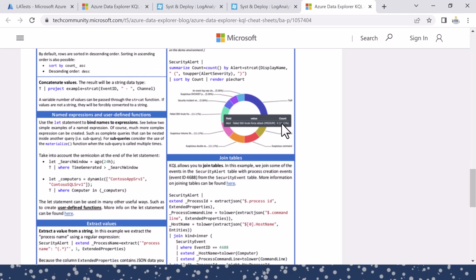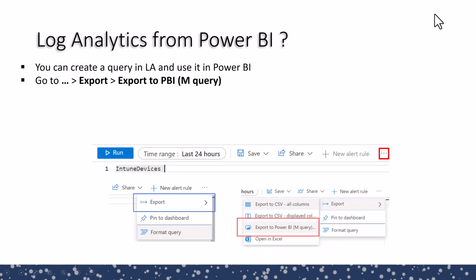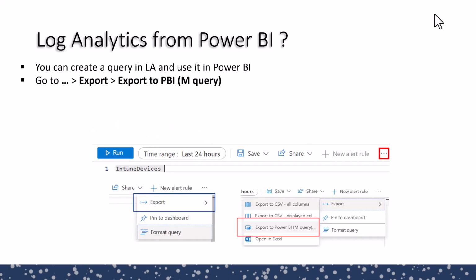So now let's go back to the session. Log Analytics from Power BI. This is possible, meaning you have created a cool query on Log Analytics and you want to use this query to create a cool report with Power BI because you are more comfortable with Power BI. To do this, just go to the query part of the log and click on the three dots. Then click on Export and export to Power BI M query.